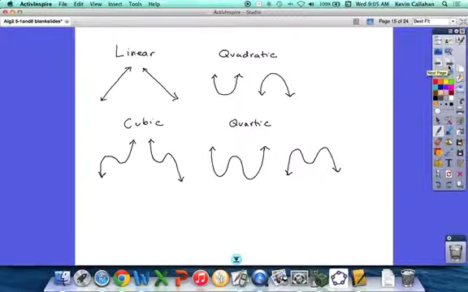These are the shapes that we're going to keep it to. We're not going to go any higher than 4th degree quartic. We already know what we mean by linear. Linear means it's a straight line. This would be the example where the m is greater than 0, the slope is positive, so it goes up. This would be the example where the m is less than 0.